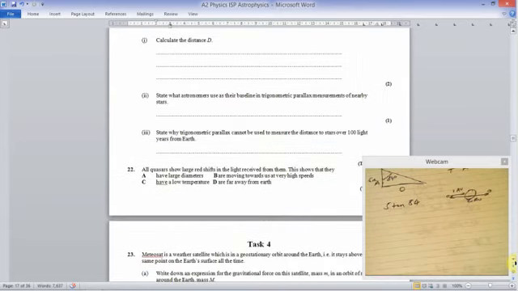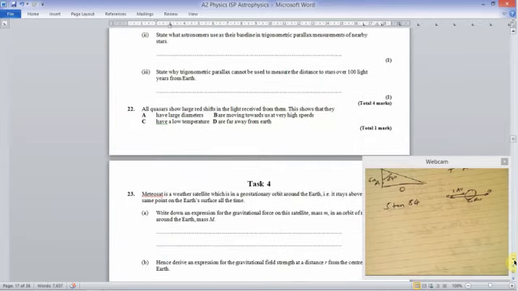State why trigonometric parallax cannot be used to measure distance to stars over 100 light years away from Earth. It's difficult to measure the small angles, and there's limited movement compared to the background.